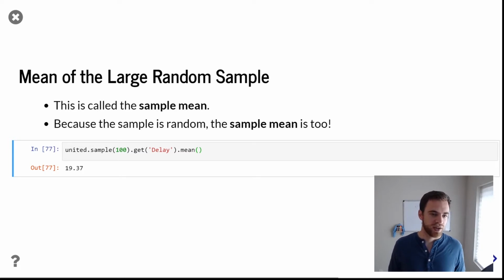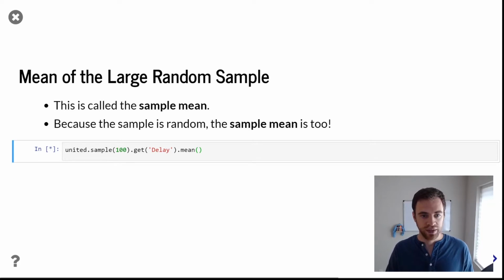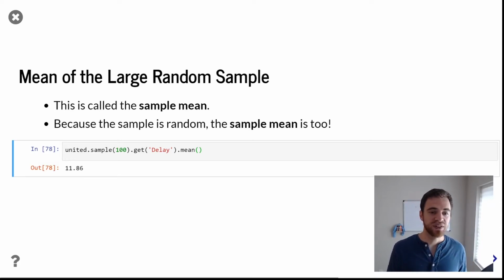But the important thing here is that this mean that I calculated from the sample is a random number. If I rerun this cell, it's going to go out, get a different 100 flights randomly, and I get a different answer, 11.86. I do it again, I get 15.36. I get 22. I get 20. I get 13. I get a different answer every time.